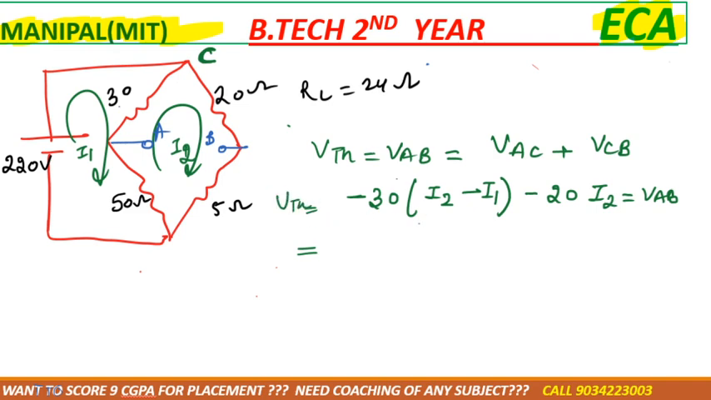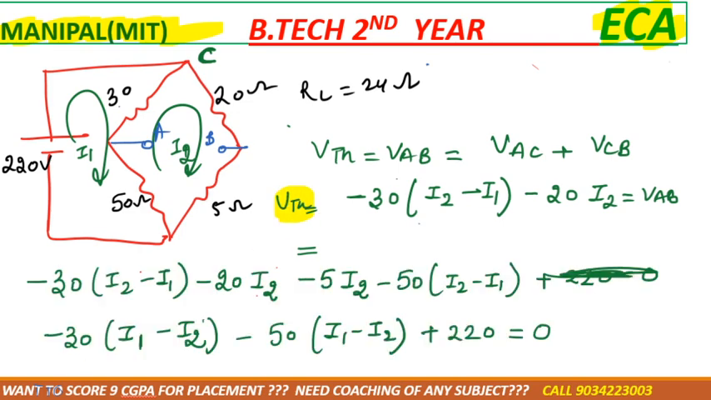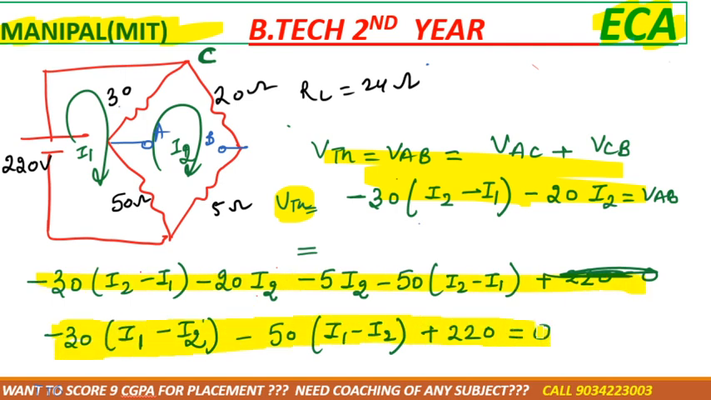Now, how many variables do we have? 3. Now we'll have 3 variables and 3 equations. After solving these 3 equations, we can get the VTH value. Now do you know how we can solve these 3 equations?